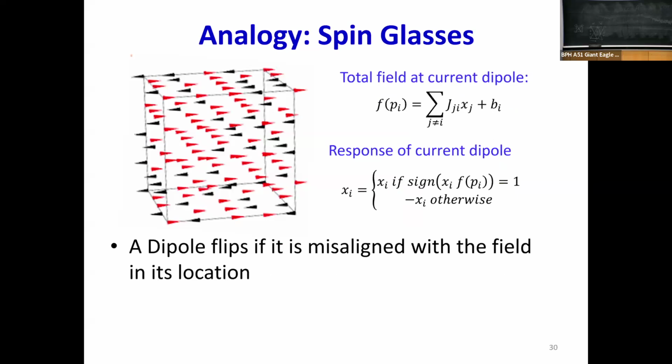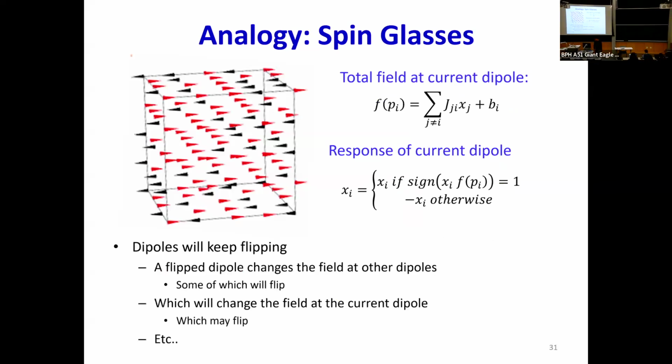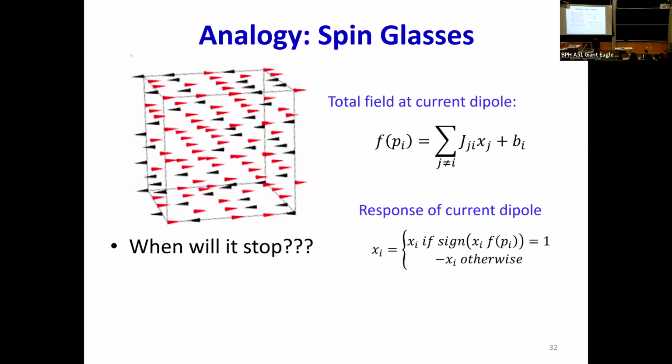And so the response of each dipole is simply that it's going to flip to align itself with the local field at each time, if you just look at each dipole individually. And so dipoles will keep flipping. A flipped dipole will change the field at other dipoles, which may change the field at the current dipole, which may flip, and so on. So when does it stop?